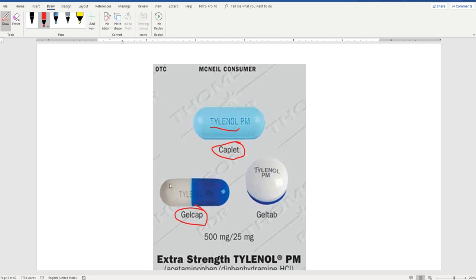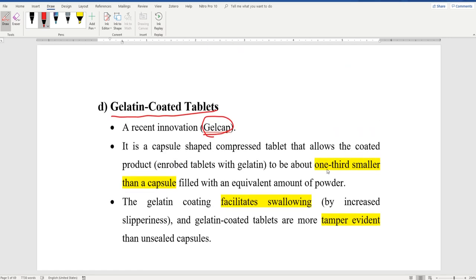Now, if you look here carefully, what's the advantage of having this gel cap? One, compare it to a capsule. If I want to put the same quantity in hard gelatin capsules, what will you be filling in the hard gelatin capsules, the cap or the body? You'll be filling the body, and the compression is not hard, it's a soft compression. So the cap will be empty, meaning there is more space in the capsule. That's why the size of gelatin coated tablets is smaller, one third smaller than a capsule.